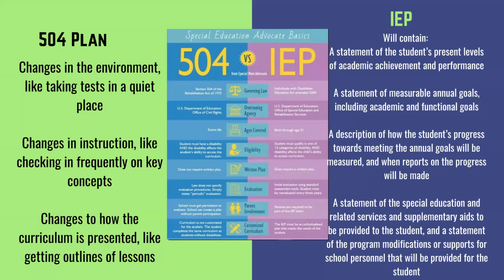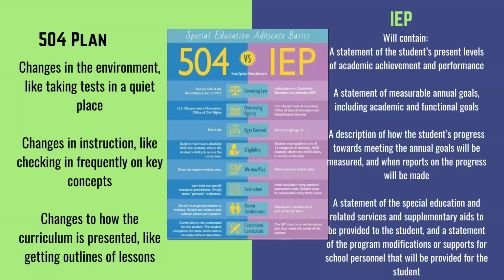And in the middle, we have the difference between the two laws, the governing law, overseeing agency, and ages covered under the 504 and the IEP. So you can take a look and see the difference there. A 504 plan is geared toward ensuring a student has equitable access to a learning environment. An IEP focuses on educational benefits, and we'll go over this over and over again, and often includes direct services such as speech or occupational therapy. Both are free to you.